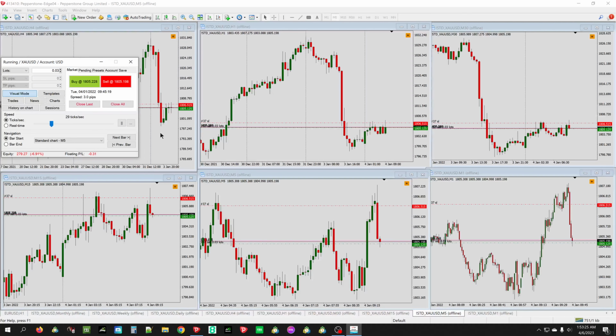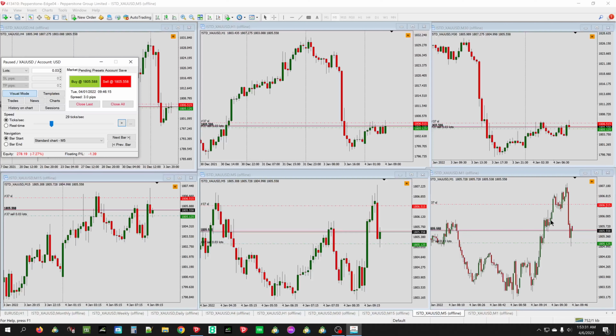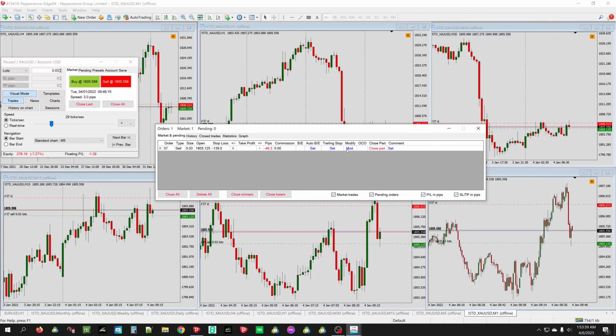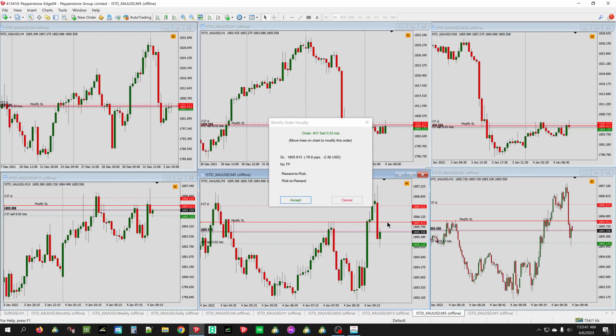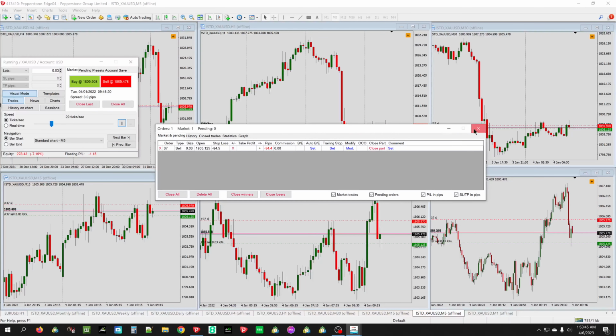Let's see how it rolls out. All right. If we break above the previous M1 candle high, that's where I will close my entire position, and now I will let it run.